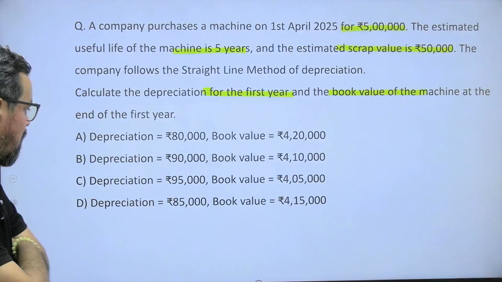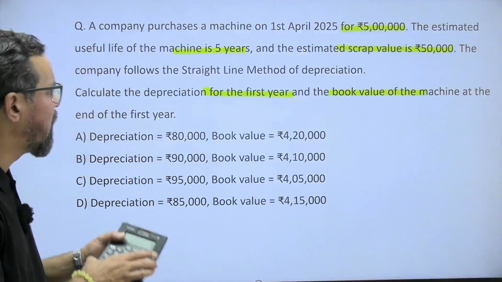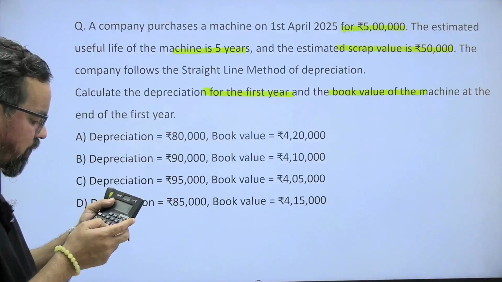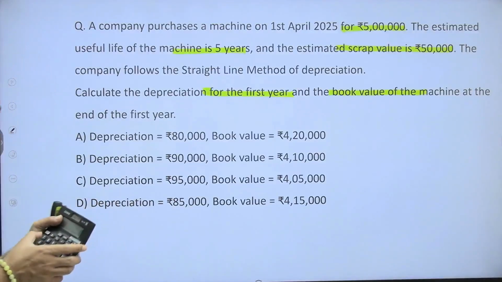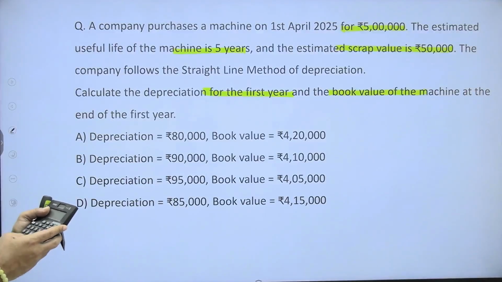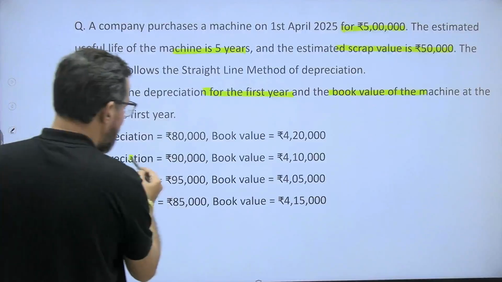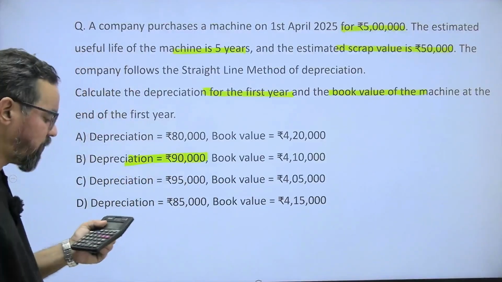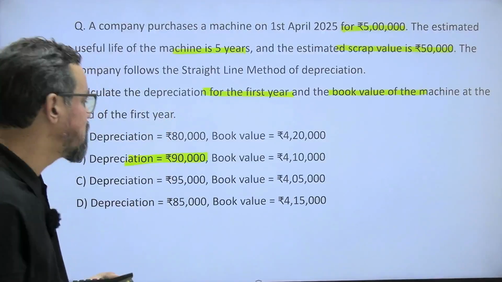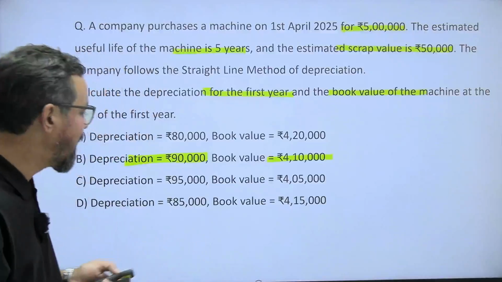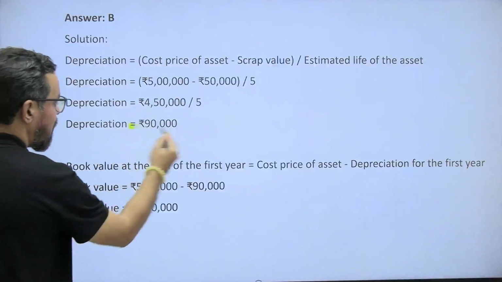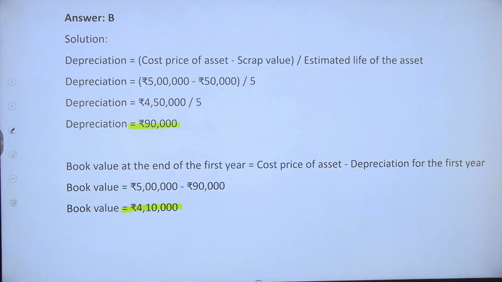How much? 4,50,000 divided by 5. Okay, 90,000. Let's calculate this. So depreciation will be 90,000 and the book value will be 5 lakh minus 90,000, so it is 4,10,000, right? So option B will be the right answer for this particular one, correct? So 90,000 is the depreciation, and 5 lakh minus 90,000 is the book value.